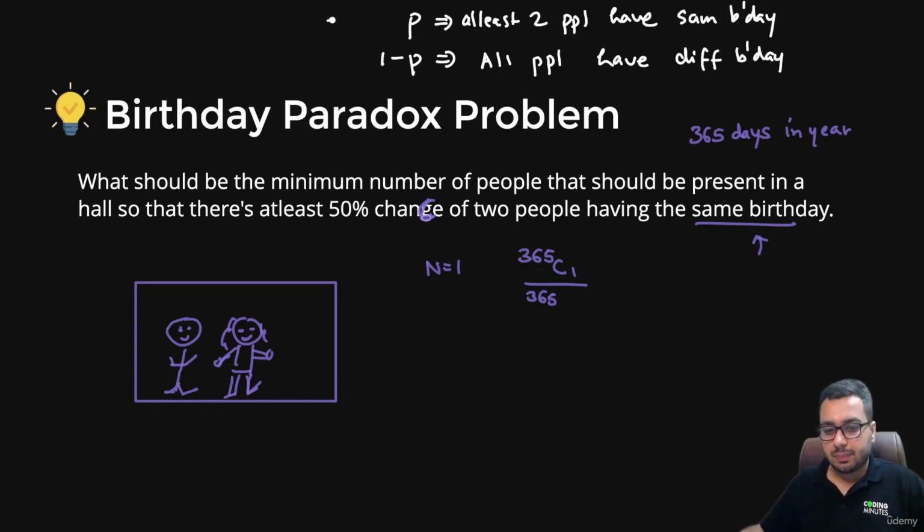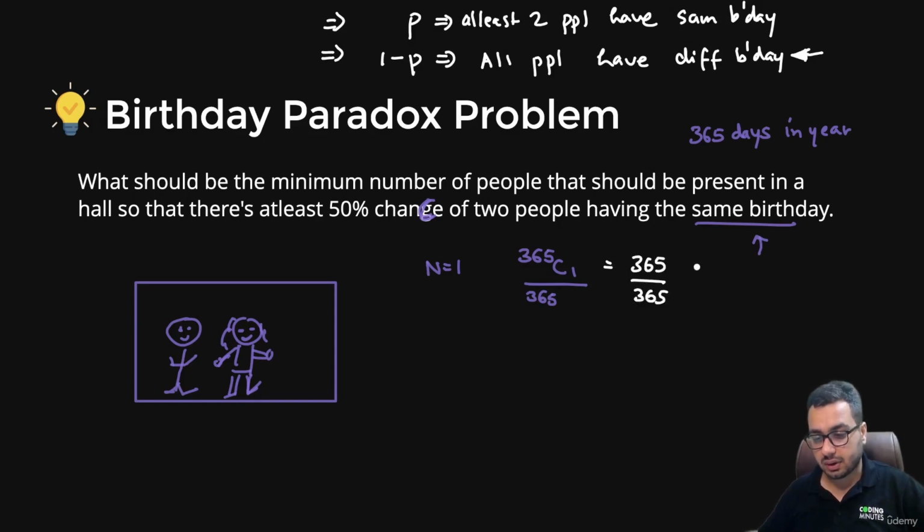So p denotes the chance that at least two people will have the same birthday, and 1 minus p denotes the probability that all people will have different birthdays. So we can easily compute this. How? Let's see. If there is one person in the hall, then there is 100% chance that his or her birthday will not clash with anyone else. So this is 1.